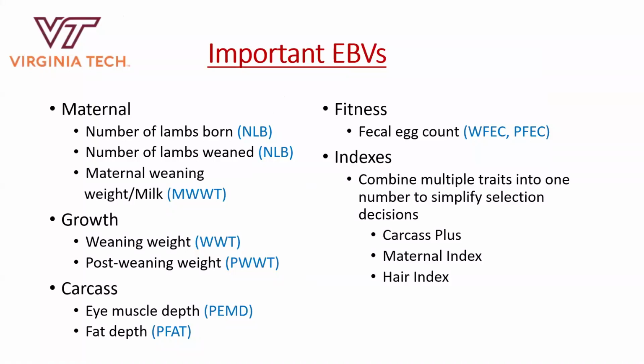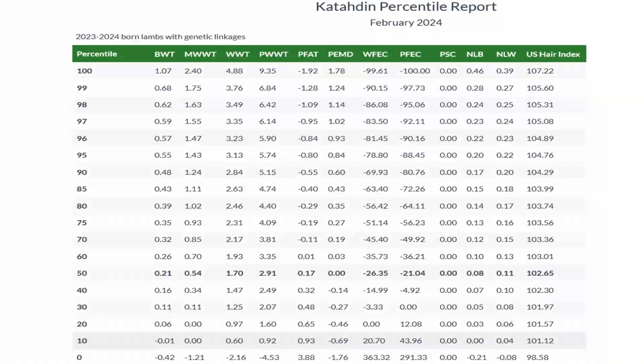This is just a list of some of the important EBVs that are out there. I know Jake covered most of these in his talk, so we're just going to skip on over this slide. But I will say here, if you go to the NSIP website for February of 2024, here's the percentile rankings for the thousands of lambs that are entered into that system that have data behind them.